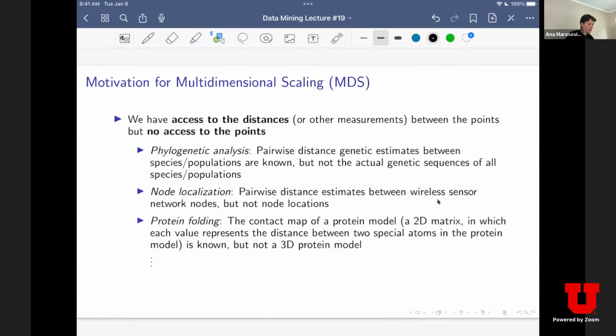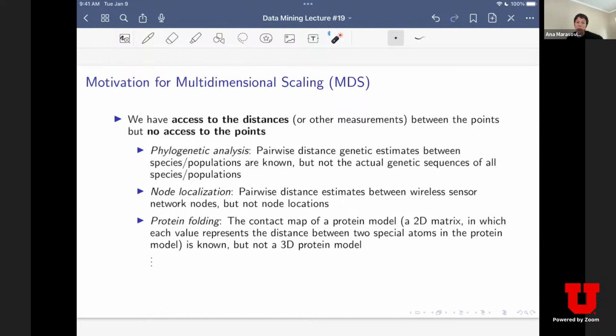With multidimensional scaling, the special case we are focusing on is a situation where we have access to information about distance in between our points or any other measurements, but we have no access to the actual points. And this might be a little bit strange to you for sure. So let me give you a few examples of when we have information about distances, but not about the actual points.